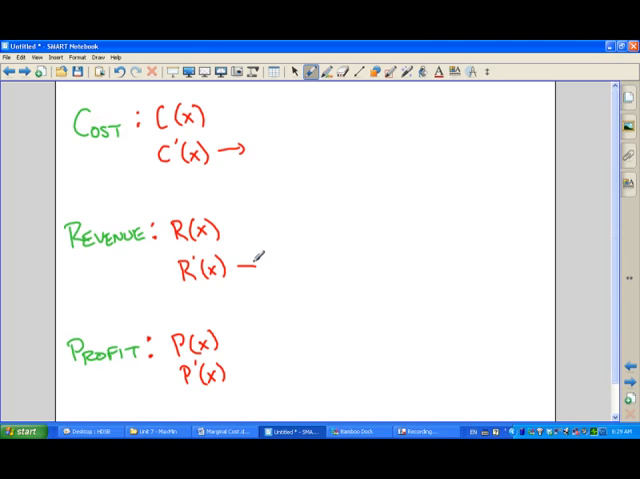And these derivatives all have special names. The derivative of cost is the marginal cost. Derivative of revenue is marginal revenue. And the derivative of profit is marginal profit.